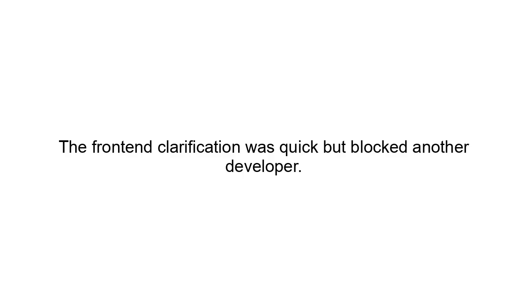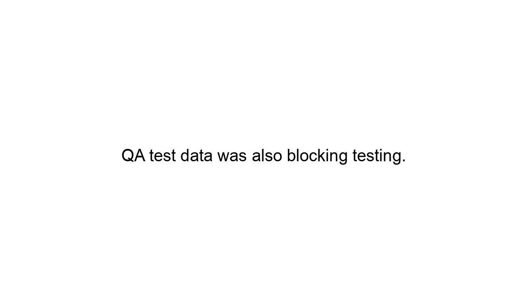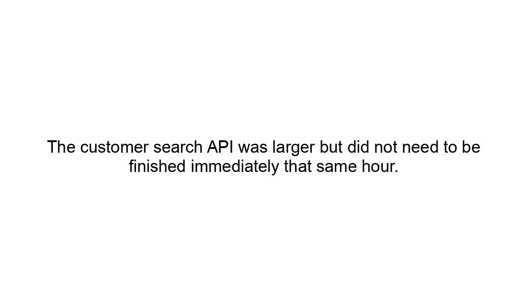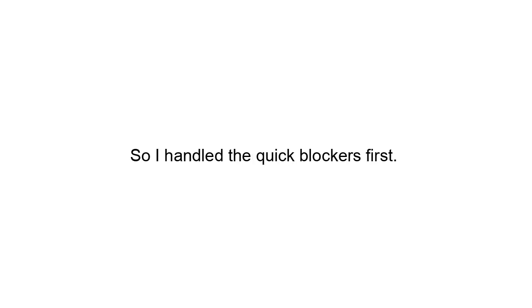Then I assessed urgency and dependency. The front-end clarification was quick, but blocked another developer. QA test data was also blocking testing. The customer search API was larger, but did not need to be finished immediately that same hour. So, I handled the quick blockers first.